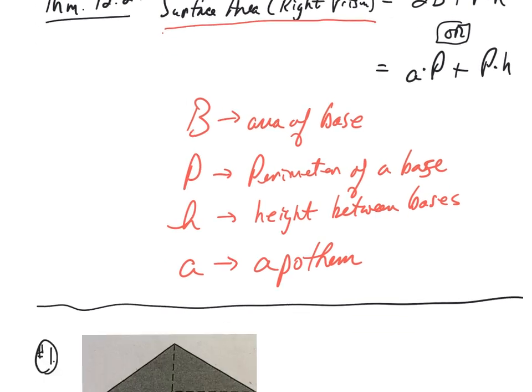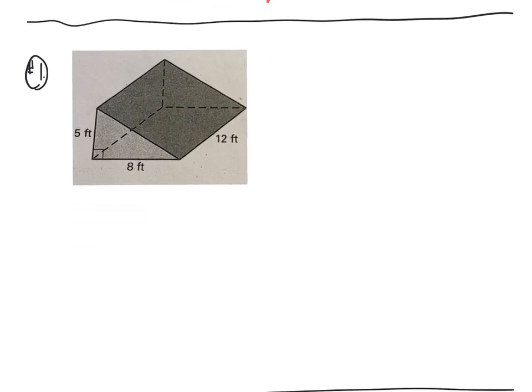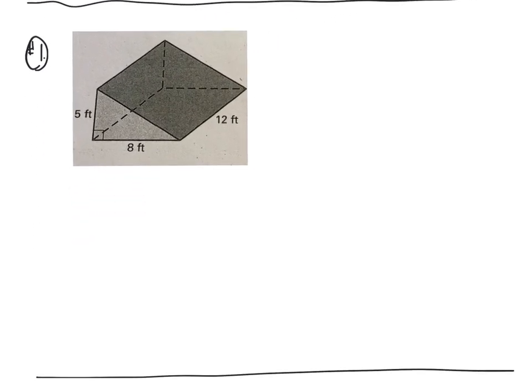And so let's take a look at a couple of examples then. All right? If I asked you to find the surface area for this triangular prism, would you guys be able to do that? Okay, I'm going to abbreviate that as SA for surface area. And I'm going to choose to use this formula, 2B plus Ph.